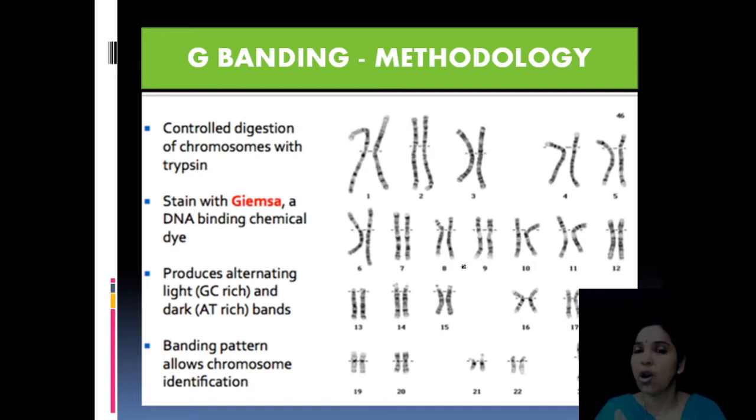So, what is the methodology of G banding? G banding uses Giemsa stain, and it is also known as GTG banding. Here we are doing controlled digestion of the chromosome with trypsin. That is very important. A pre-treatment with a proteolytic enzyme, trypsin, is required here.